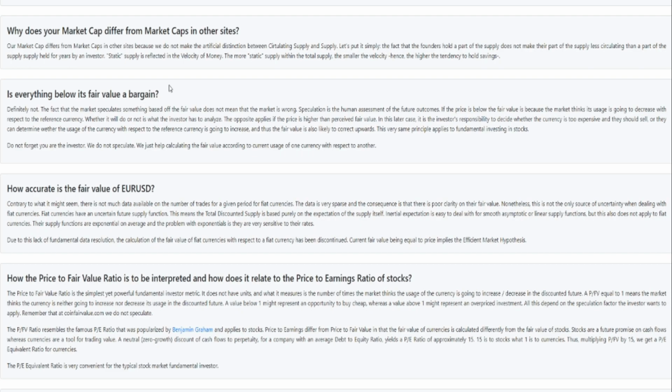So you have to remember that these calculations are based on transactions on exponential moving averages based on past data. And so these calculations are projecting the future usage of these currencies. However, it doesn't know what the market knows, and the market might know something fundamental, like there's something that is going to drastically change the number of transactions in the future. So the model doesn't know that, and the market may. So is everything below fair value a bargain? No.